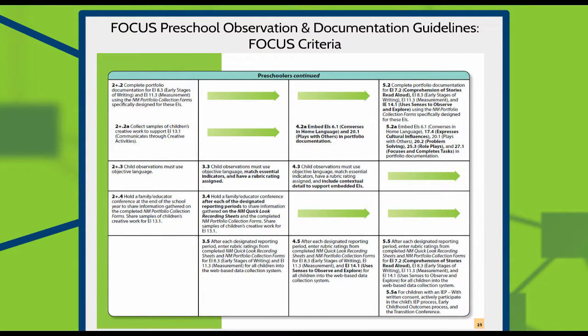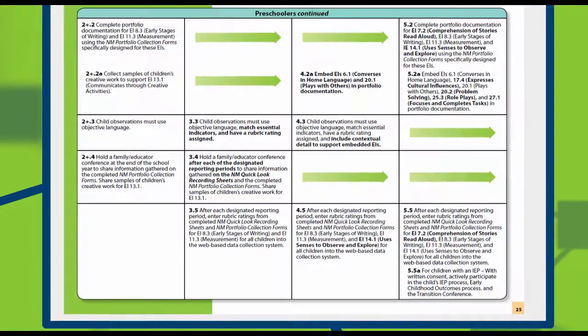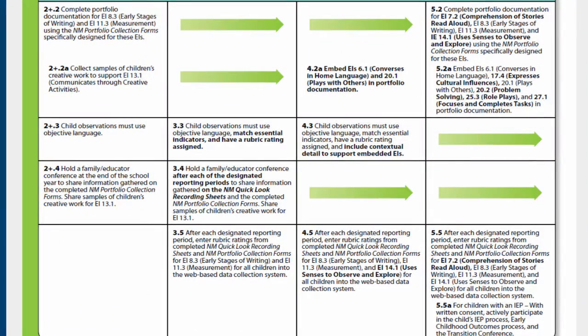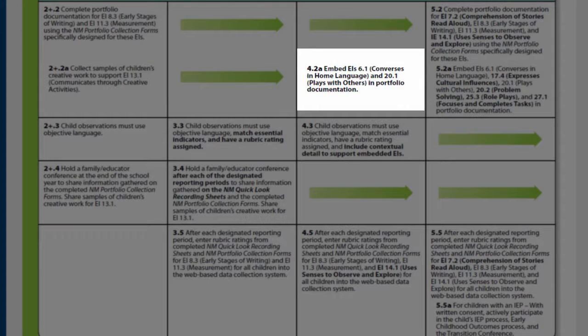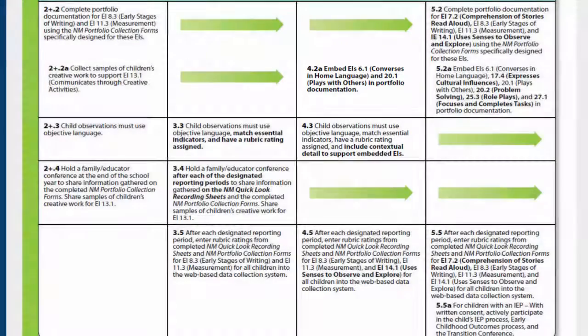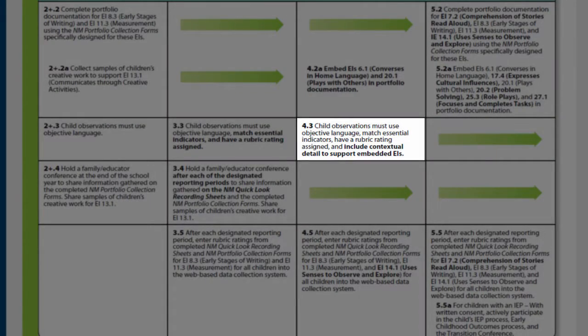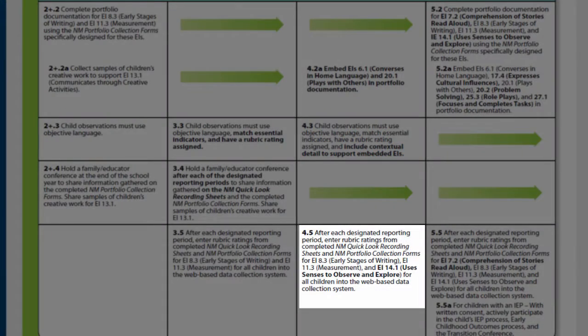This page shows the required embedded EIs and other requirements for preschoolers. As you can see, we continue to meet the requirements for 2 and 3-star, but now we add the following criteria. In the 4-star column, we see that EI 6.1 and EI 20.1, which are bolded, should now be embedded in portfolio documentation. There are also additional requirements for the observations and for EIs reported in the web-based data collection system.